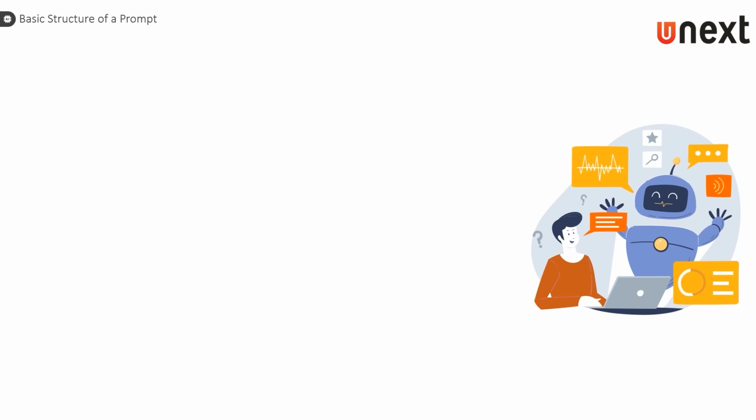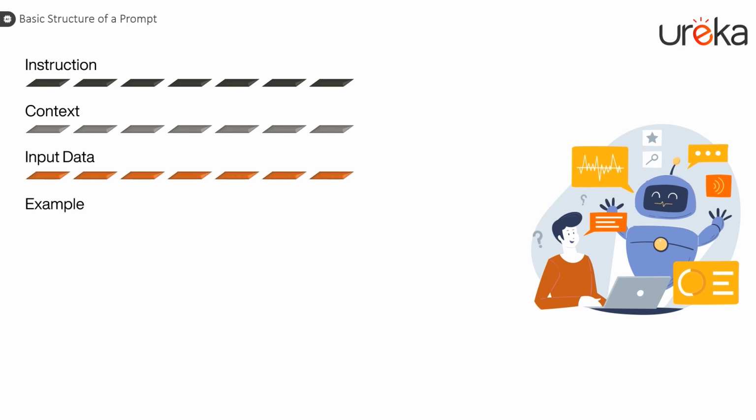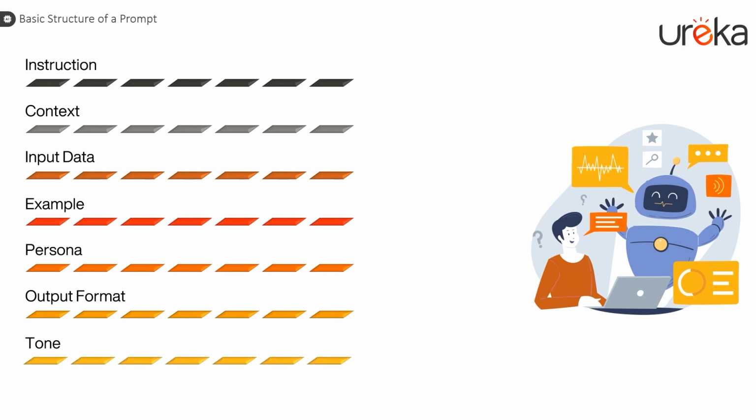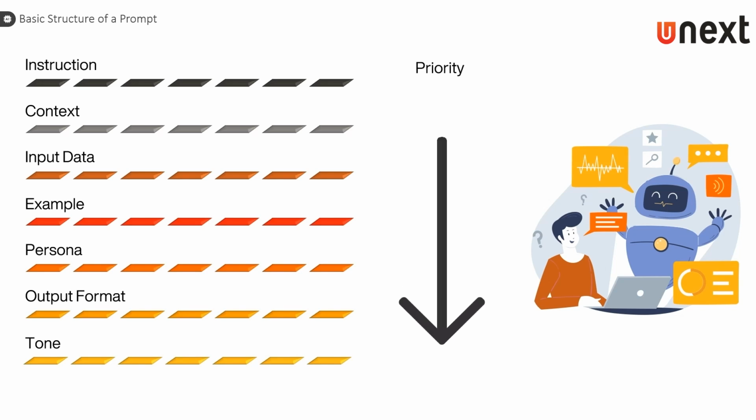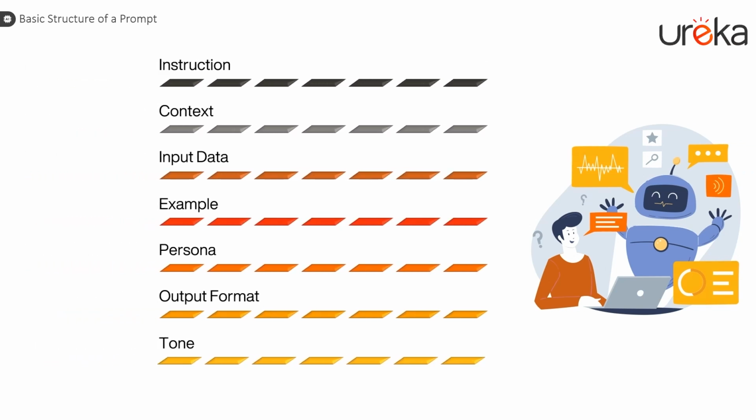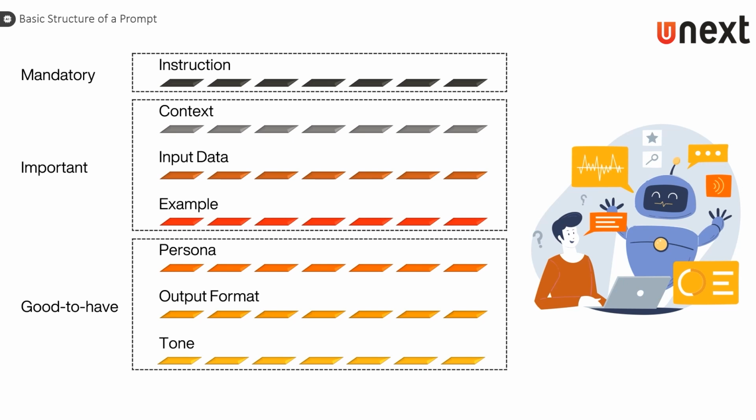It comprises 7 parts: instruction, context, input data, example, persona, output format, and tone. This is also listed in the order of importance or priority, starting from instructions to tone. All the 7 blocks are not mandatory for every prompt. What is mandatory is instruction. Context, input data, and example are important, whereas persona, output format, and tone are good to have.